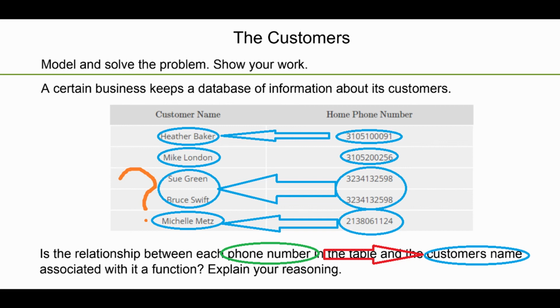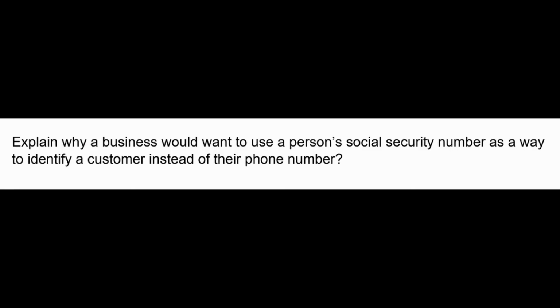So the last question says, explain why a business would want to use a person's social security number as a way to identify customers instead of their phone number. Again, if we look up here, we want to know every customer has one number. A social security number, every person has their own social security number. So even if you share a cell phone, even if you live in the same house, even if you work in the same place, each person has their own individual social security number. So that's automatically going to be a function because those are never repeated.